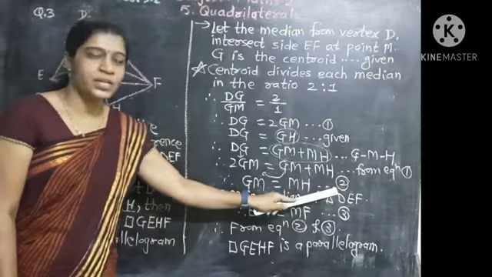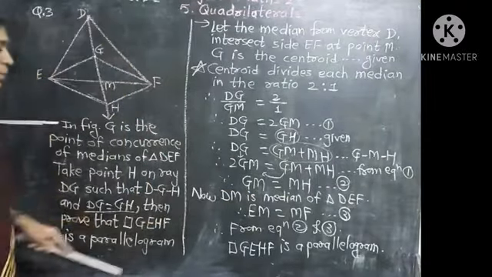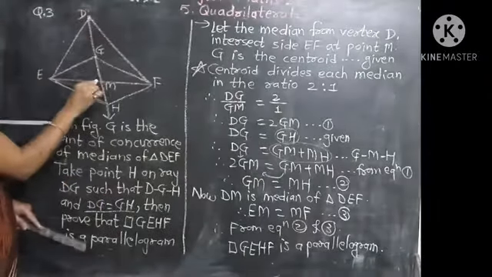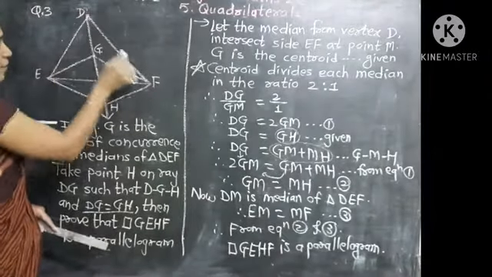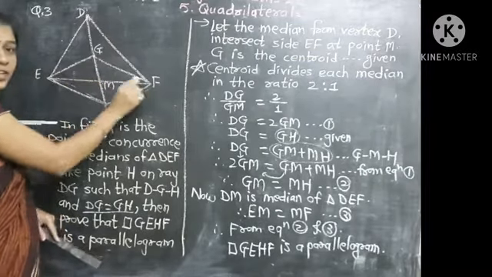This is equation number 2. First and second equation. Okay. Now DM. See here, DM is the median of triangle DEF. What is meant by median? Here M is the midpoint of EF.